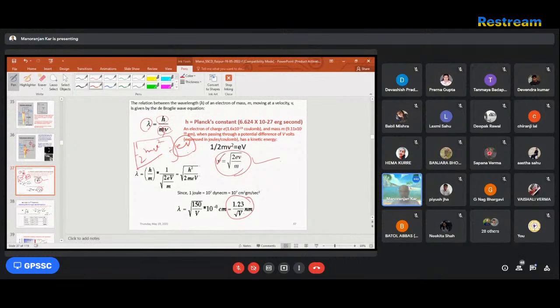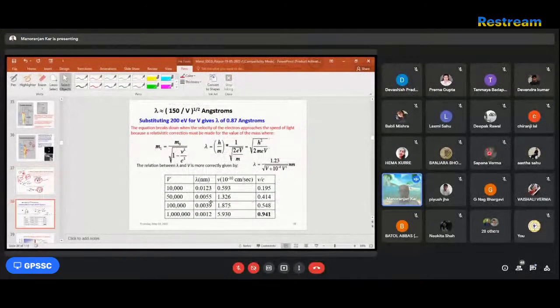So this is the capital V. You will get this in terms of 1.23 by root V. Very simple, our physics formulation: lambda is equal to this. Now you look into that. If you take the relativistic mass, m is equal to m0 by root of 1 minus v square by c square, then you get this value. Finally you put in the voltage and calculate the lambda.